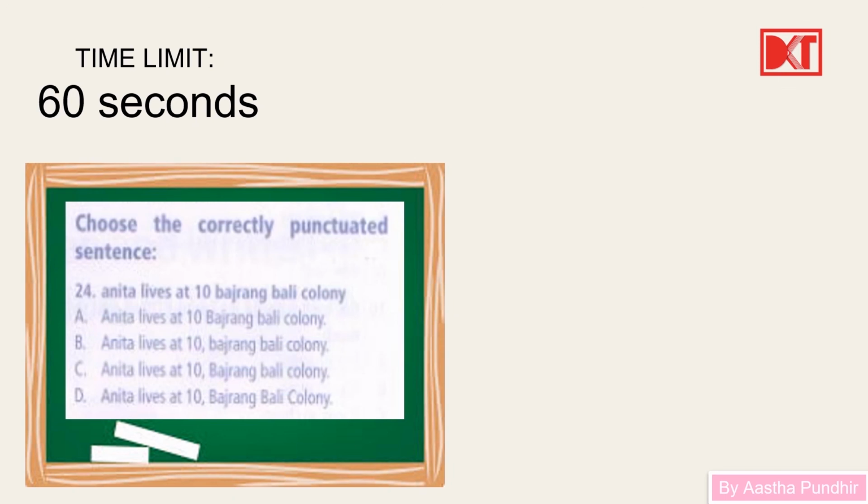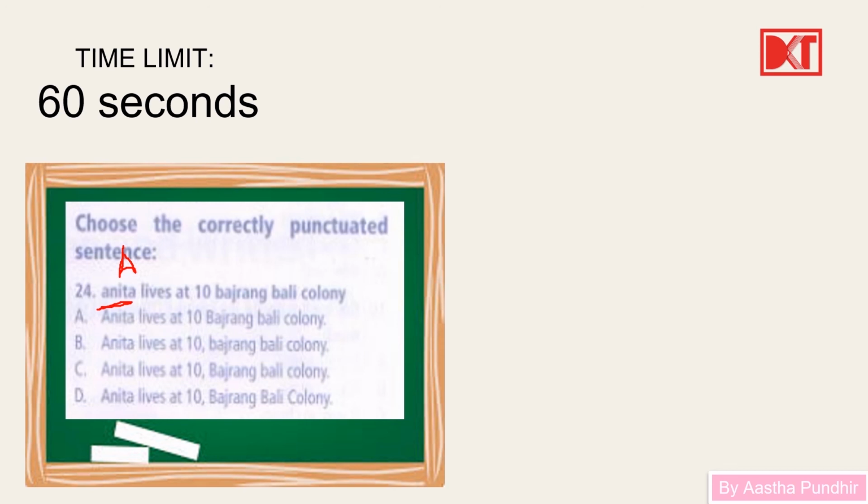Anita lives at 10 Bajrang Bali Colony. Here, let's see Anita. Anita is the name of a person. Also, Anita is the word with which the sentence is starting. So we will be capitalizing the initial A. Anita lives at 10 Bajrang Bali Colony. So here we are talking about the address.